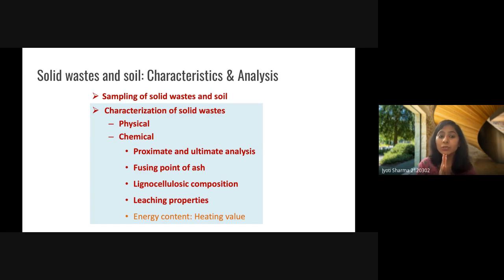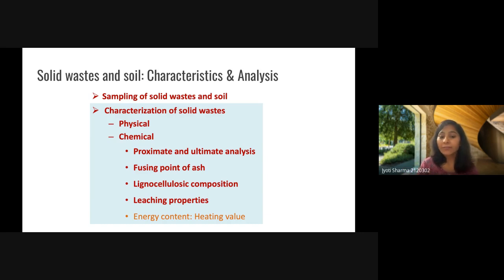We also need to know the fusing point of ash we have in the solid waste. But why are we doing this? Why are we categorizing the solid waste? So that we can dispose of this solid waste with our best efficiency and in a sustainable manner. Then we also have to see whether our solid waste can be degraded easily or not.